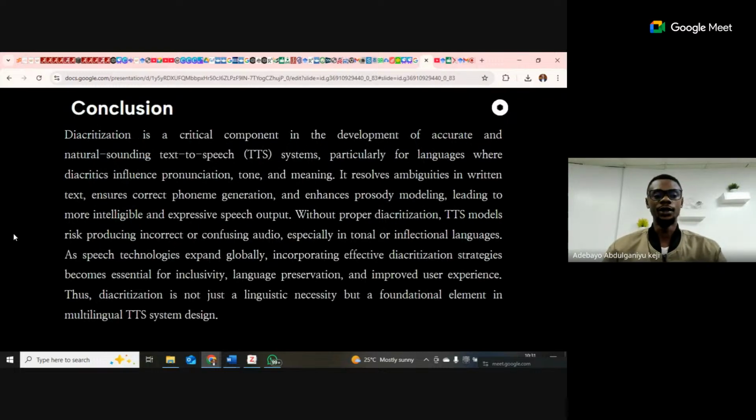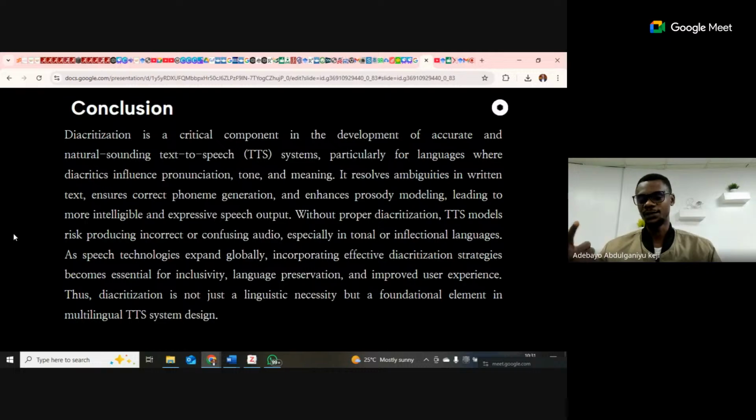So I'll be giving the concluding phrase by recapping what we've been discussing. Diacritization is a critical component in the development of accurate and natural sounding text-to-speech systems, particularly for languages where diacritics influence pronunciation, tone, and meaning. It resolves ambiguity in written text, ensures correct phonemic generation, and all of that. Without proper diacritization, text-to-speech models tend to experience difficulty in getting the intention of the user so that they can produce the intended audio needed by the user.